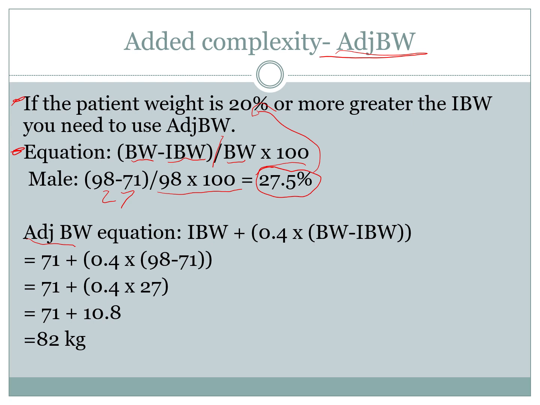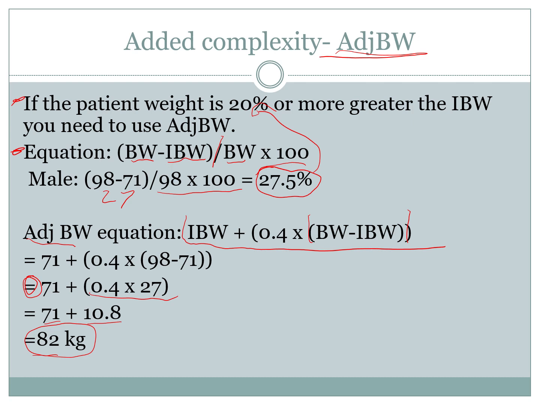Now, the adjusted body weight is ideal body weight plus 40% of the difference between body weight and ideal body weight, which is 27. So in this case, it would be 71 plus 40% of 27, which is 71 plus 10.8, which gives us 82 kilos, which is the adjusted body weight.